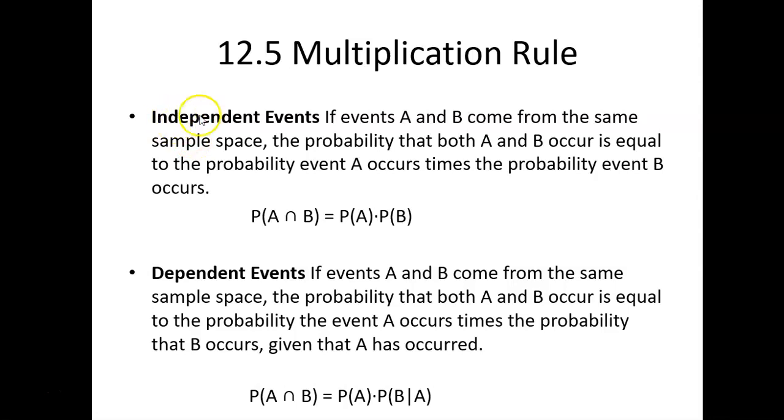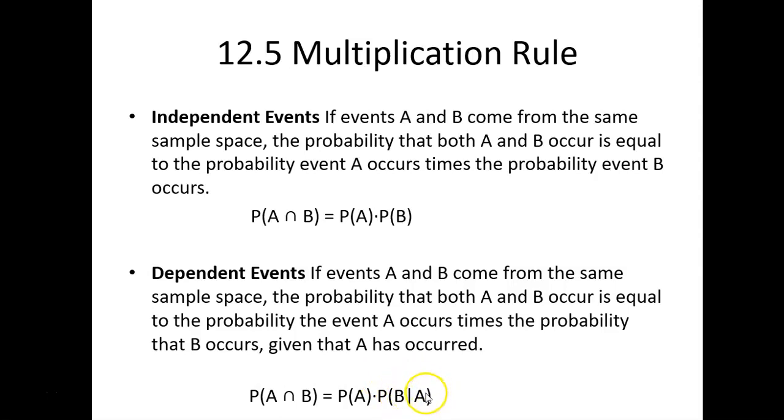The first definition here is for independent events. If I have independent events and both events come from the same sample space, the probability that both A and B occur is equal to the probability that event A occurs times the probability that event B occurs. If the events are dependent, then basically the same rule applies, but it would be the probability that A occurred times the probability that B occurs given that A has already occurred.